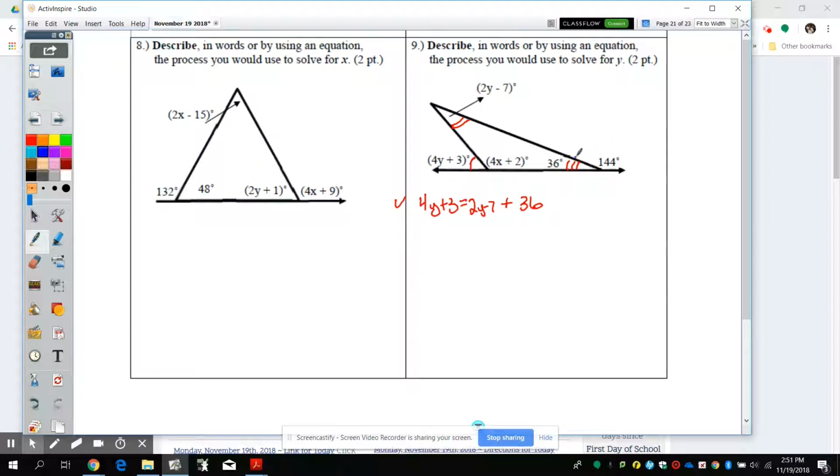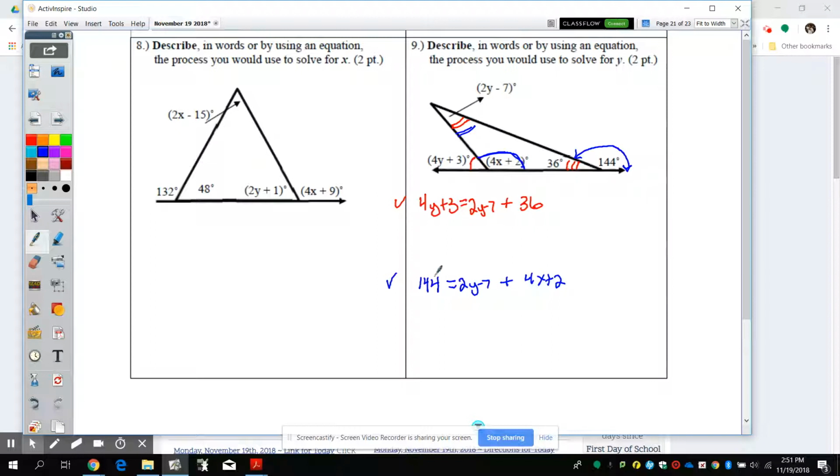Let's take a look at the other exterior angle, this one on this side. This exterior angle is equal to the sum of the 2 remote interior angles as well. So I'm going to write this down, 144. The exterior angle is equal to the sum of the 2 remote interior angles. So it wouldn't be this 36 that's right next to it. It would be these 2, this one and this one, right? So I'm going to write 2y minus 7 and 4x plus 2. So those 2 remote interior angles, the sum of them is equal to the one on the outside. Now this is also true.